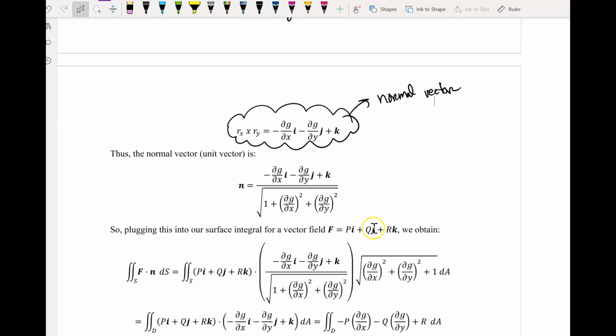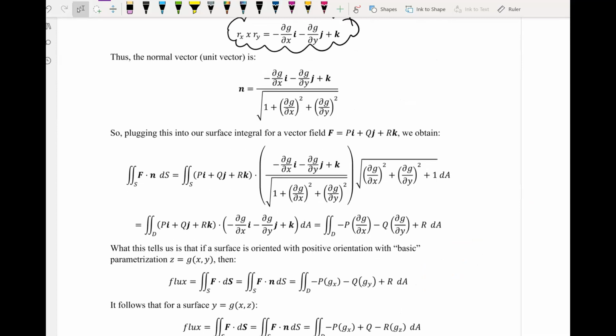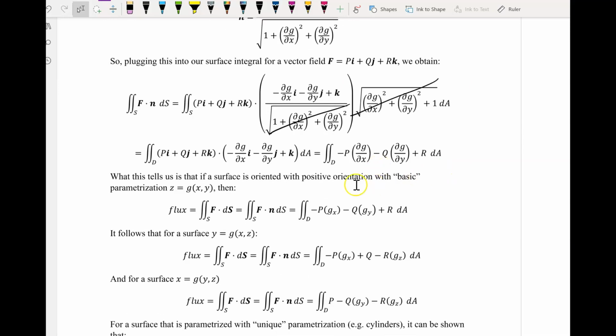So if I know that my vector field is PQR, then you know that the flux is going to be F dot n dS. Our F is PQR, and then I'm going to take our n vector, which is what we just found. dS is just the surface area element, which we've been doing already. You can see that the denominators are going to cancel out, and all I'm left with is the vector dotted with the normal vector, with respect to dA. So when you do that, you get negative P partial of g with respect to x, negative Q partial of g with respect to y, plus R, dA. So this tells us that if the surface is oriented in the positive orientation with basic parameterization z equals g of x comma y, our flux is given by this formula, where g is the parameterization of our surface.